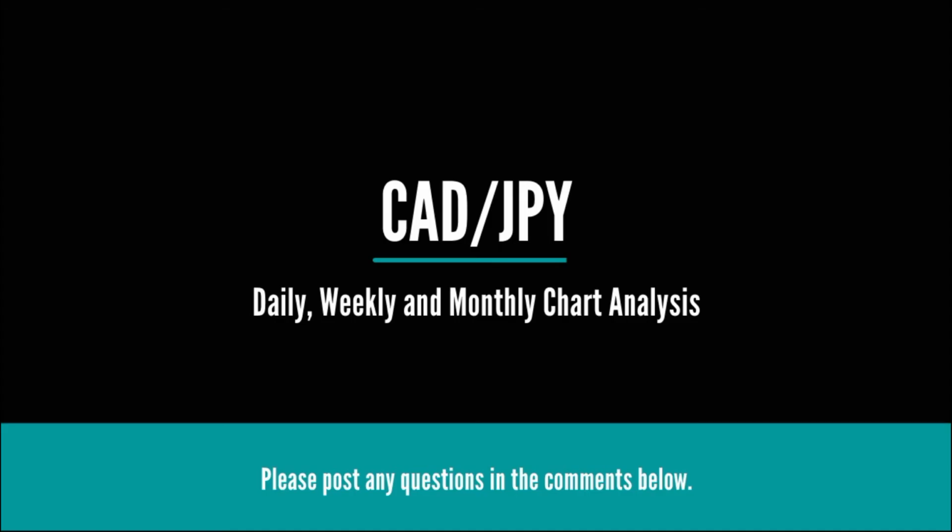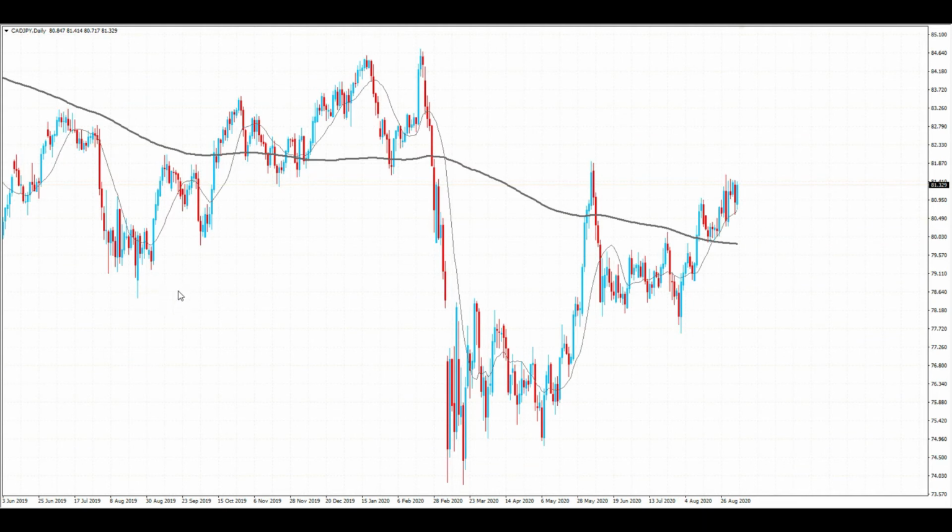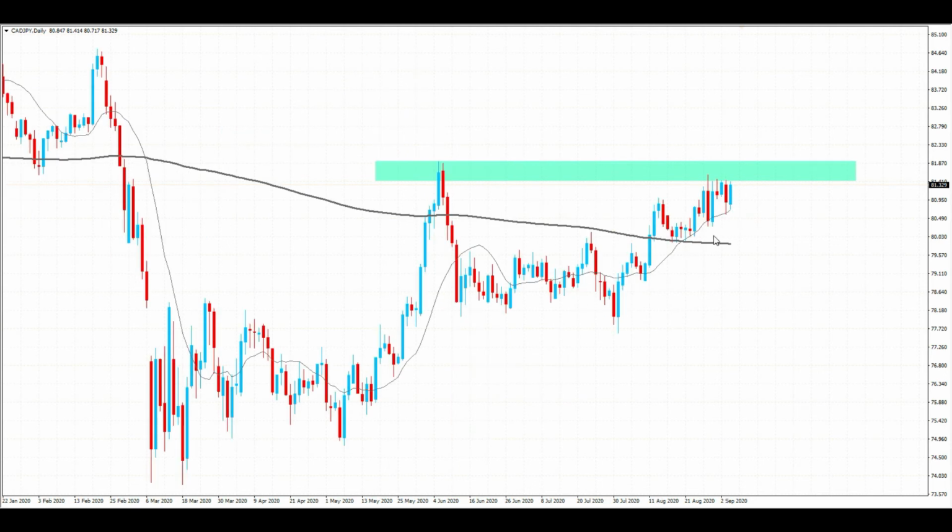So let's see what's happening with CAD JPY. Okay, so for CAD JPY on the daily time frame, you can see we're coming up to this resistance here on the daily chart where we had that big move to the downside from. So we're coming up to that area. We've had a few bearish candles starting to creep up in the market, but we haven't really had any major push to the downside like we've had previously. So we're slowly creeping up in the market.